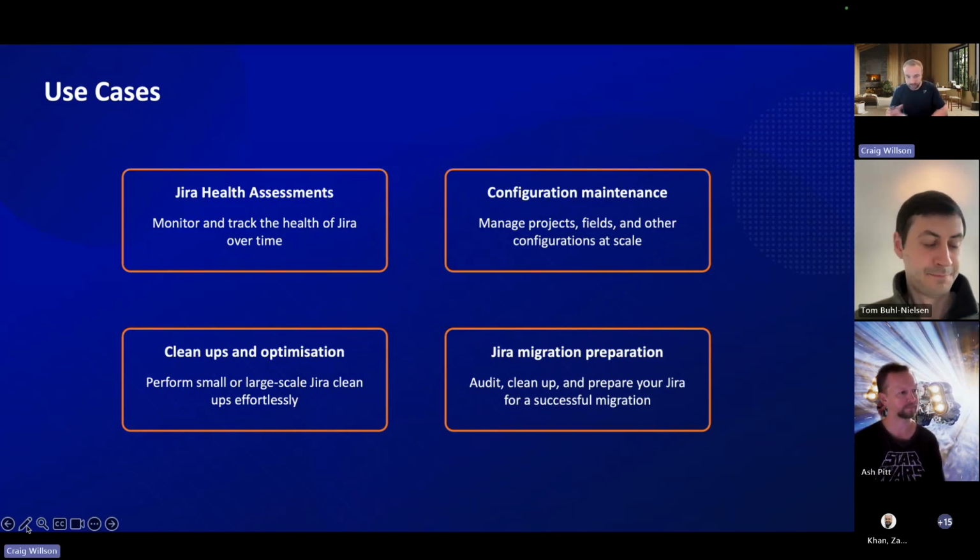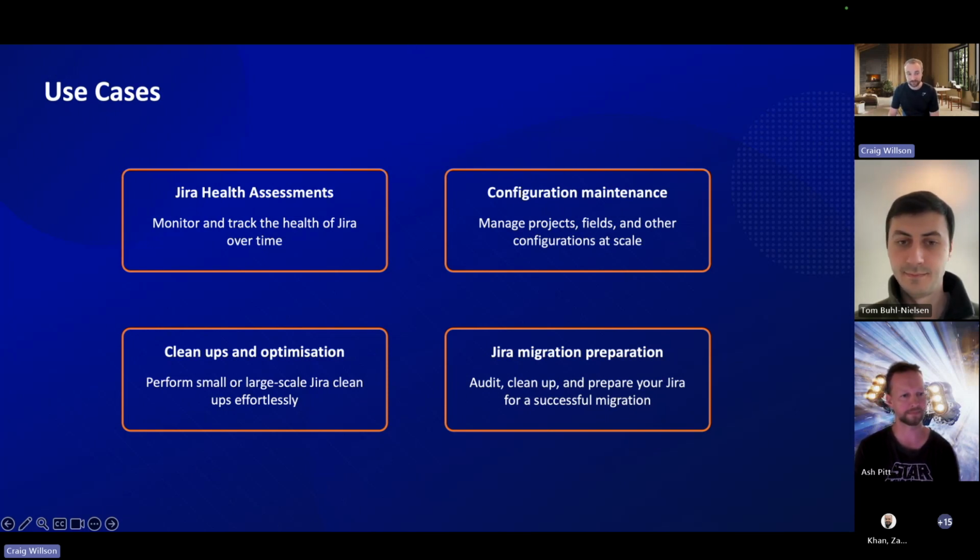So just a quick summary of Optimizer. We did a quick run through of it, but these are the core use cases: the health assessments, configuration maintenance, cleanups, and then also something over the last couple of years, and we expect this to continue, it's a great tool for helping prep for migration, but also a great tool to keep beyond the migration as well. So it can help you get to this point where you've got a good amount of data to take across, but then once you've migrated, it's also a really powerful tool to help you keep Jira in a good spot, especially if you've invested a lot of money in the migration and the time and resource, etc.